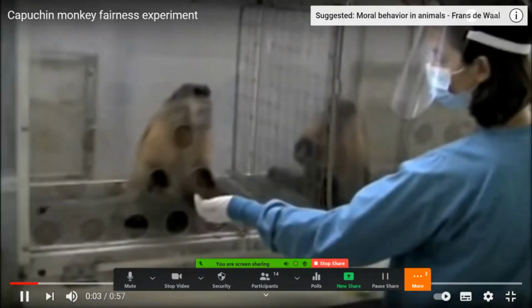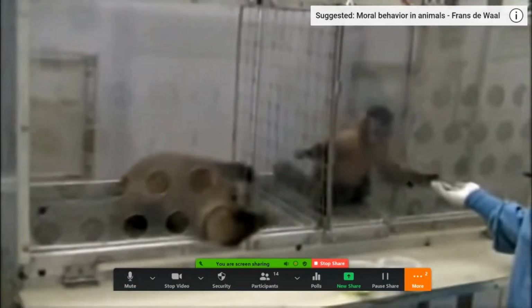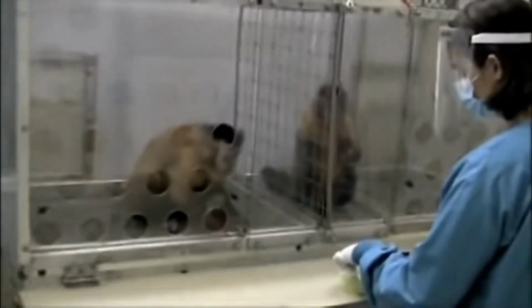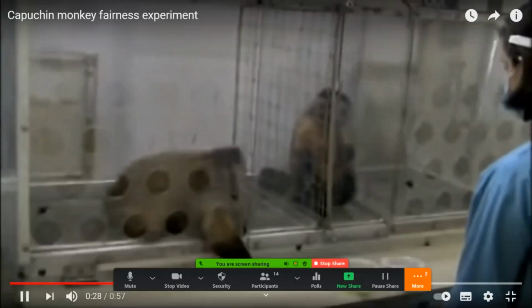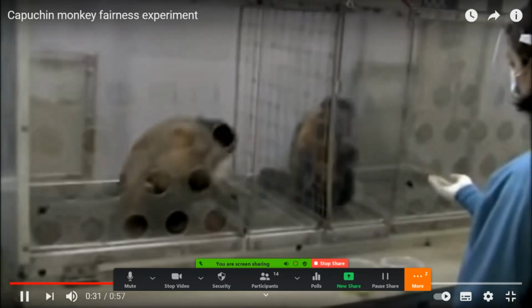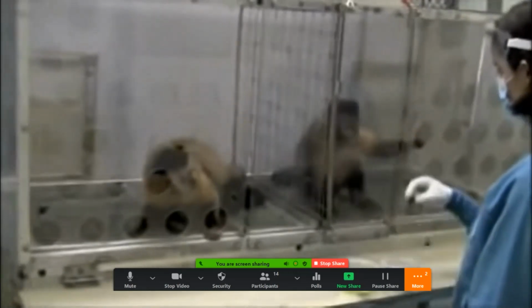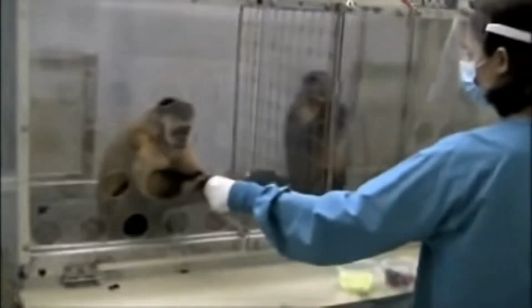So she gives a rock to us, that's the task. And we give her a piece of cucumber and she eats it. The other one needs to give a rock to us. And that's what she does. And she gets a grape. And she eats it. The other one sees that. She gives a rock to us now, gets again cucumber. She tests the rock now against the wall. She needs to give it to us. And she gets cucumber again.